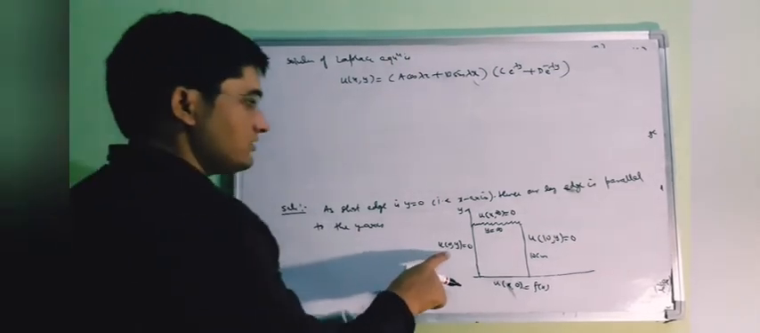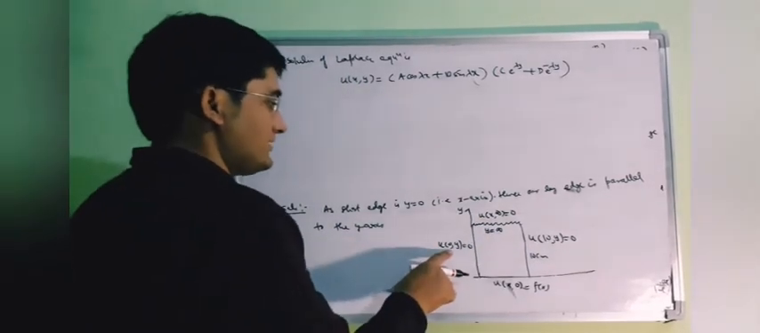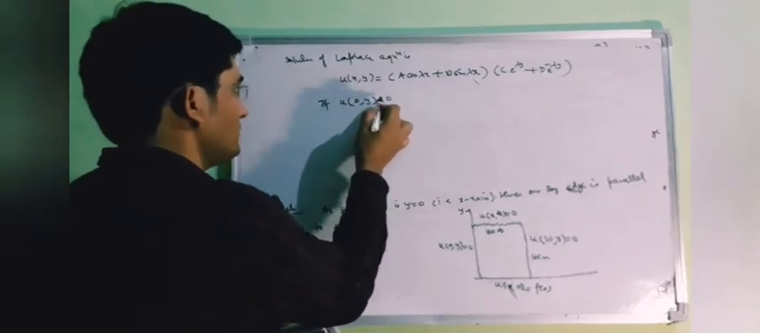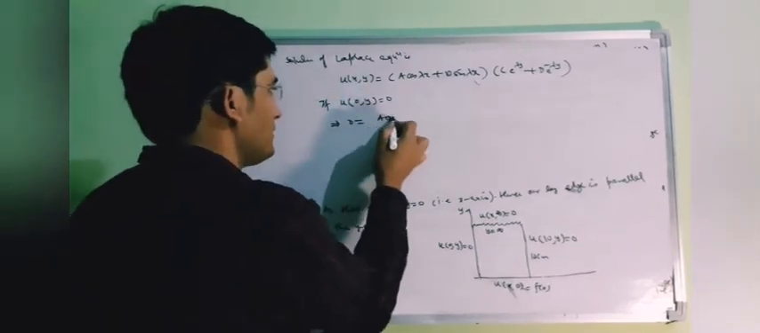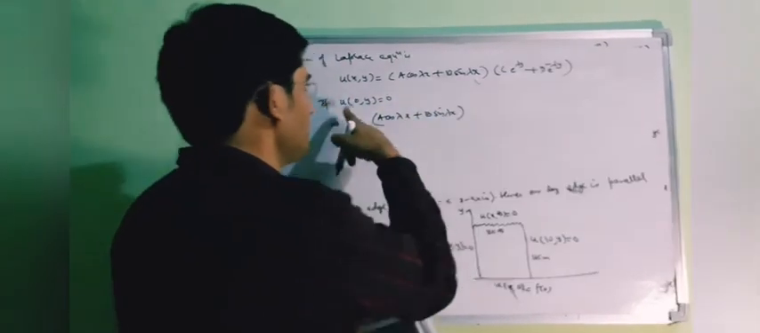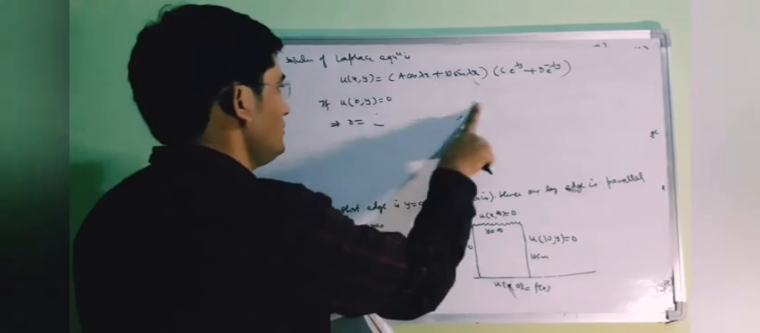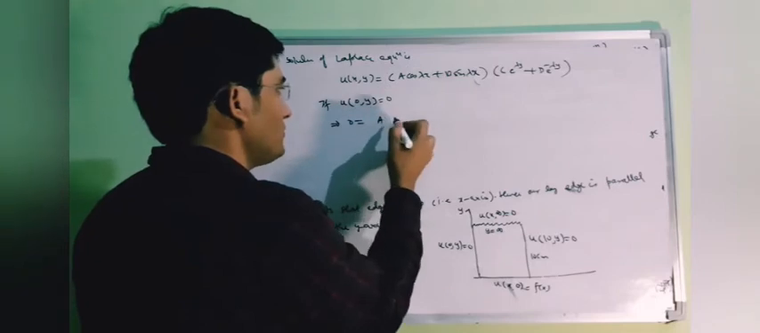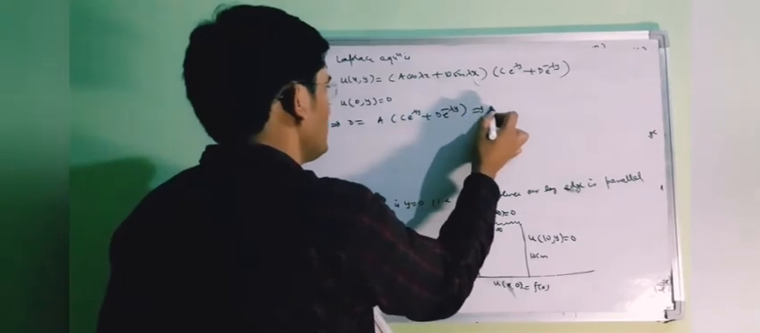If you take this boundary condition, that means when your x is 0, y is non-zero, then your temperature is 0. So on applying this boundary condition, we will have a cos lambda x plus b sin lambda x. As your x is 0, we will have cos 0 is 1 and sin 0 is 0. So we will have a into (c e to power lambda y plus d e to power minus lambda y). So from here you can see that your a is 0.